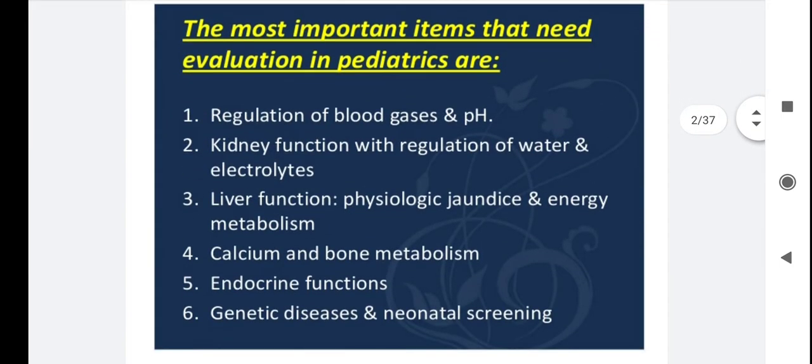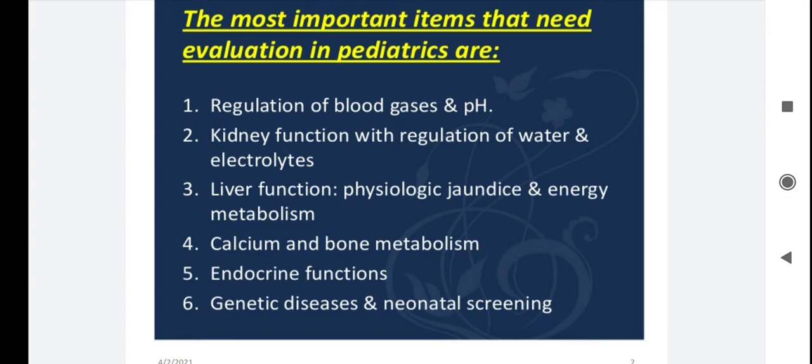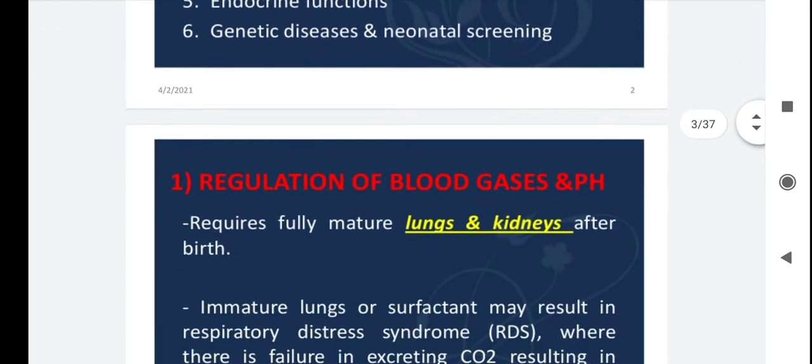The most important items that need evaluation in pediatrics are: number 1, regulation of blood gases and pH. Number 2, kidney function with regulation of water and electrolyte. Number 3, liver function, physiological jaundice and energy metabolism. Number 4, calcium and bone metabolism. Number 5, endocrine function. And number 6, finally, genetic disease and neonatal screening.